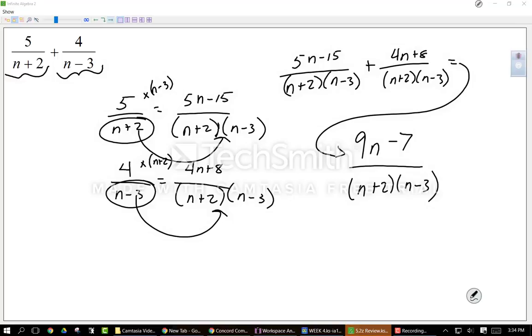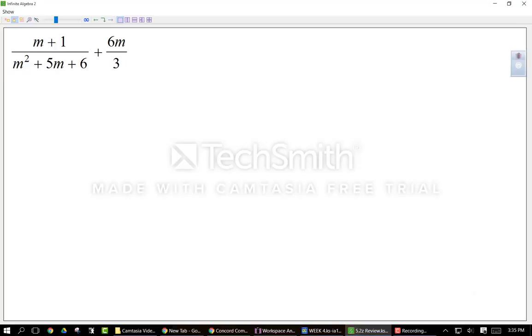Now if you actually look at it, my numerator cannot be factored at all. 9 and 7 have nothing in common. So because of that, I know that I cannot simplify at all, so my answer is there. This will be the last problem in this particular video. Again, pause it and then press play to find out if you got it right.